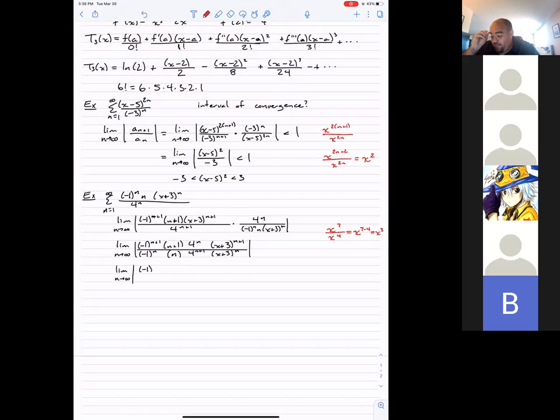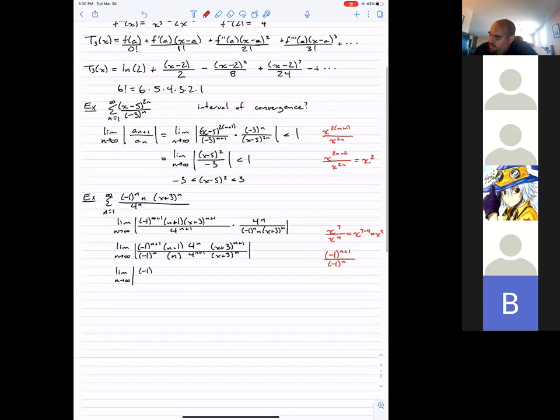And even though you have variables in your exponent here, you can do the same kind of thing. So if I have -1 to the n plus 1 over -1 to the n, that's the same thing as -1 to the n plus 1 minus n, which is -1 to the n. No, it's not. It's -1 to the 1.